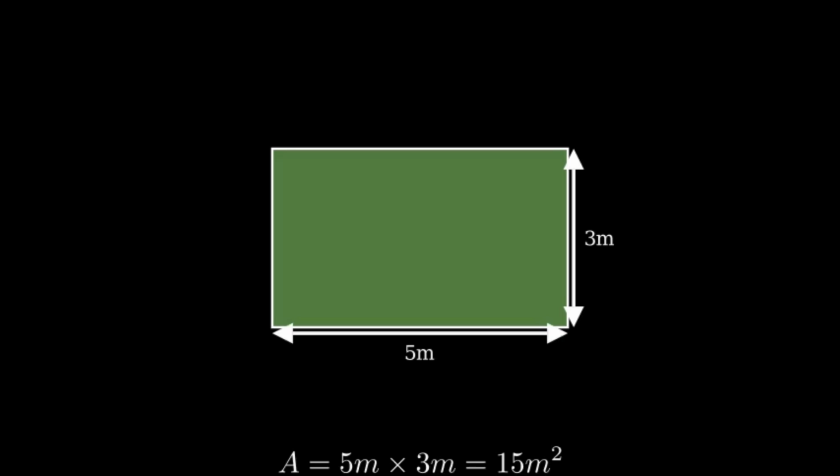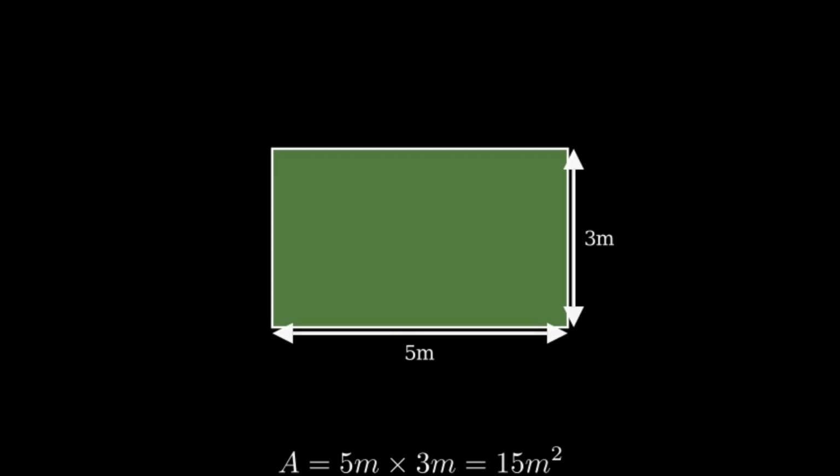Gardens also need seeds, and seed packets tell us how many grams of seeds we need per square meter for good plant coverage. If we need 25 grams of seeds for each square meter, then we multiply 15 square meters by 25 grams per square meter. This gives us 375 grams of seeds for our entire garden.